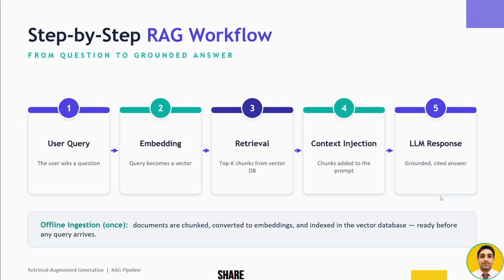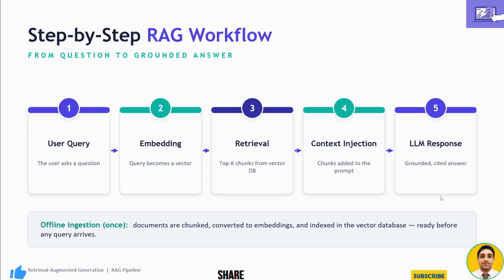Step 1 is the user query. This is simply the moment when the user types or speaks their question into the system. Step 2 is embedding. The query itself gets converted into a vector using the same embedding technique we discussed earlier, so that it can be mathematically compared against the documents stored in the vector database.